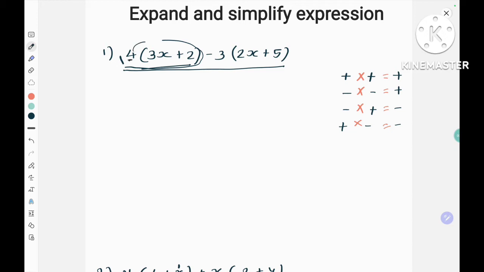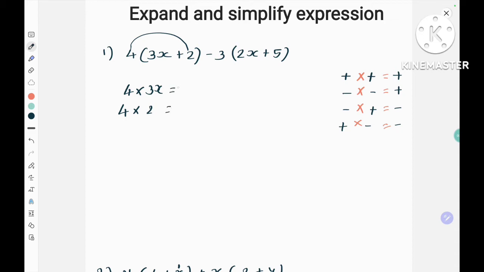So 4 multiplied by the first term from the bracket, 3x, and again 4 multiplied by the second term from the bracket, which is 2. So 4 times 3 equals 12, and of course the first term has no variable, the second term has only one variable, which is x, so we write x as it is. Again 4 times 2 equals 8.